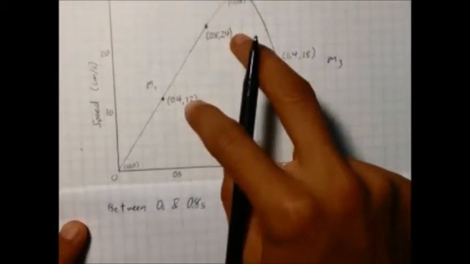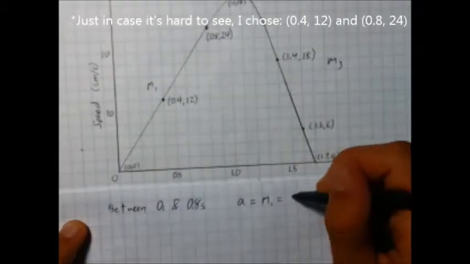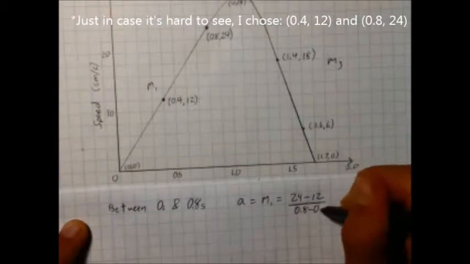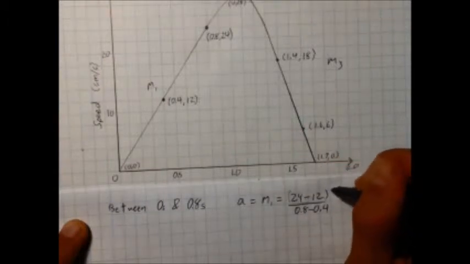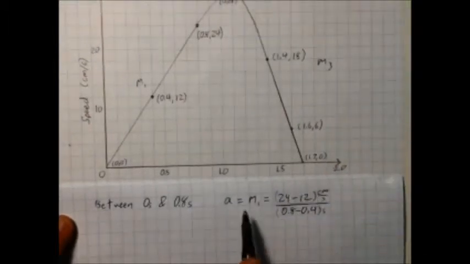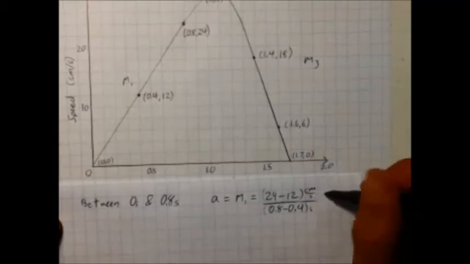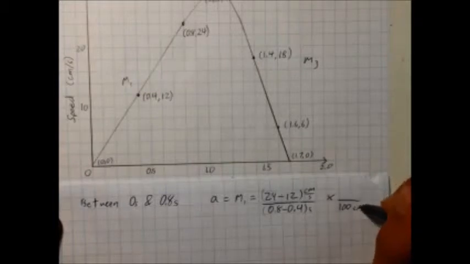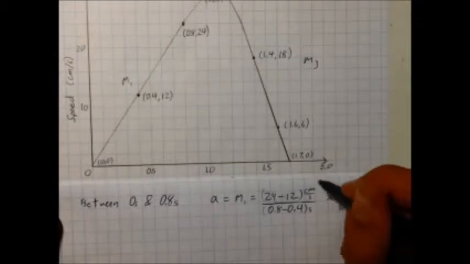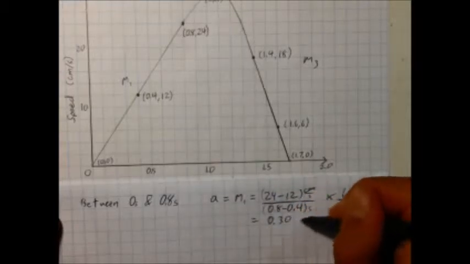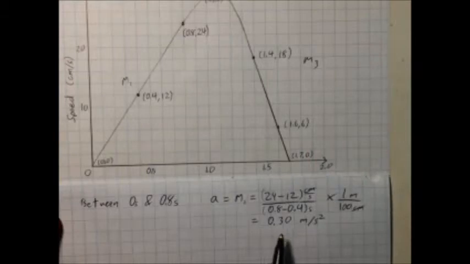So using the 2 points that I've chosen on this part of the graph, I'll say y2 minus y1 over x2 minus x1. The units here are centimeters per second in the numerator and seconds in the denominator. So if we want to find acceleration in meters per second squared, we can multiply this by this conversion fraction, and that just gives us 0.30 meters per second squared as our acceleration in this time interval.